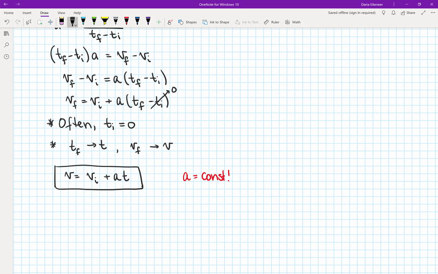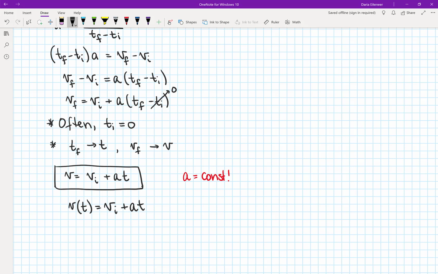You may see this equation written as v of t equals v initial plus at. That's fine. That just emphasizes the fact that we're looking for velocity as a function of time, so we can evaluate it at any point in time.